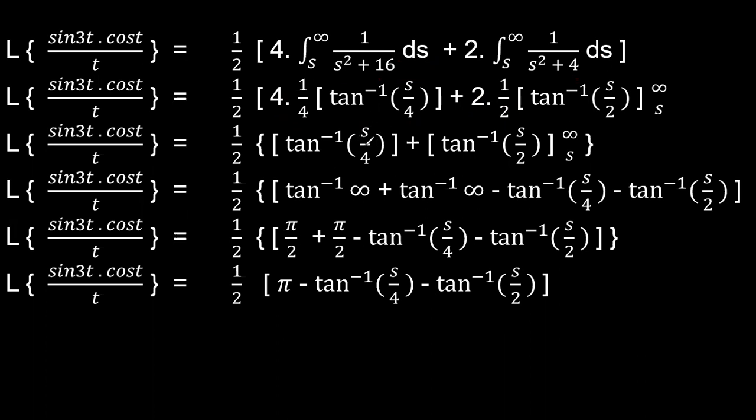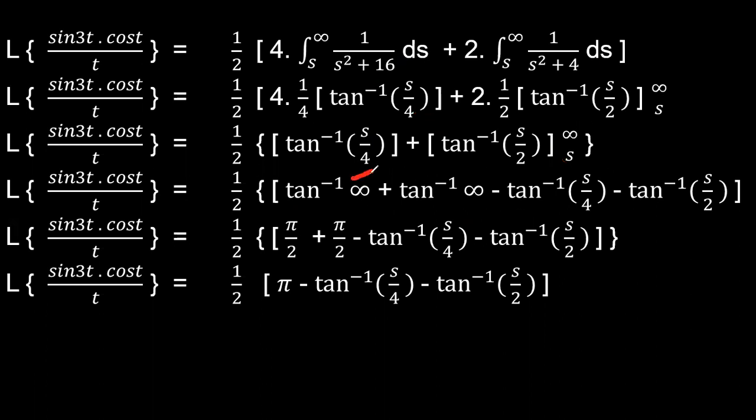So tan inverse of infinity by 4 is nothing but tan inverse of infinity, plus tan inverse of infinity by 2, that is nothing but tan inverse of infinity only. Minus, now apply the lower limit s in place of s only. So tan inverse of s by 4 is nothing but s by 4, minus tan inverse of s by 2 is nothing but s by 2. If you substitute s in place of s, you will get the same value.